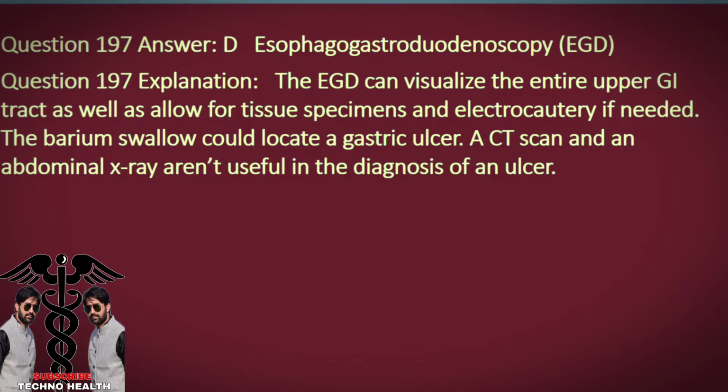The EGD can visualize the entire upper GI tract as well as allow for tissue specimens and electrocautery if needed. The barium swallow could locate a gastric ulcer. A CT scan and an abdominal X-ray aren't useful in the diagnosis of an ulcer.